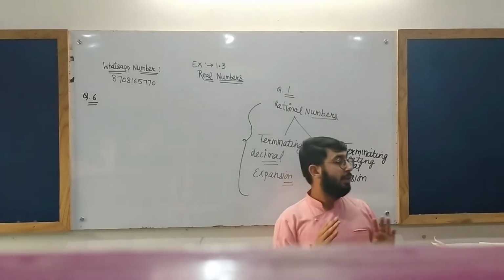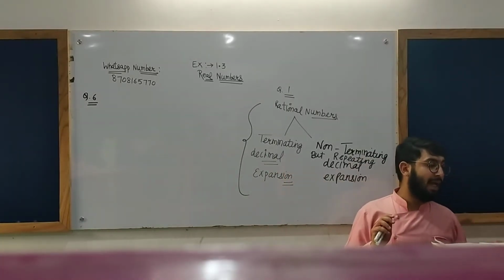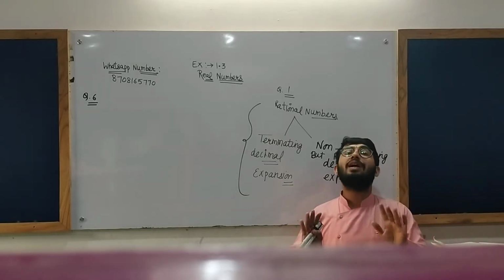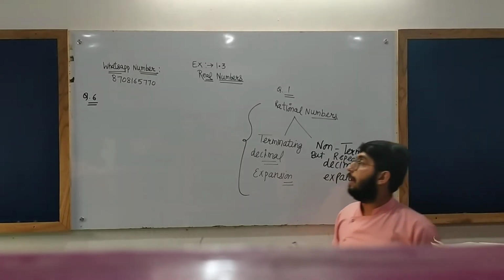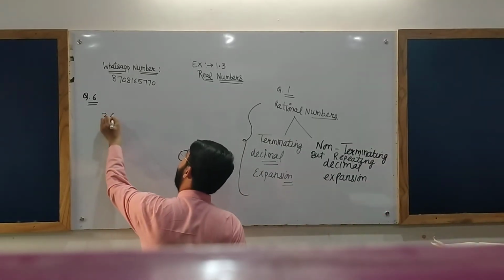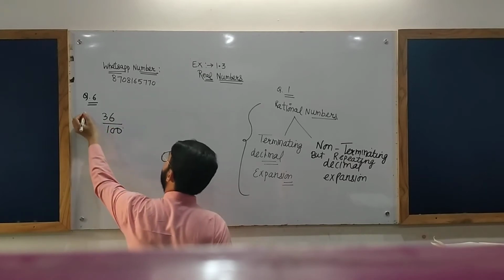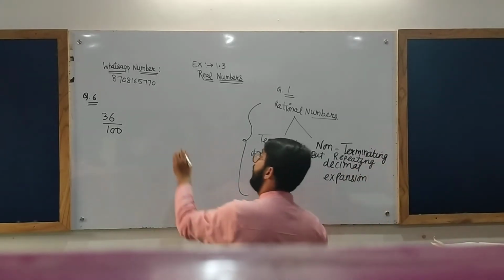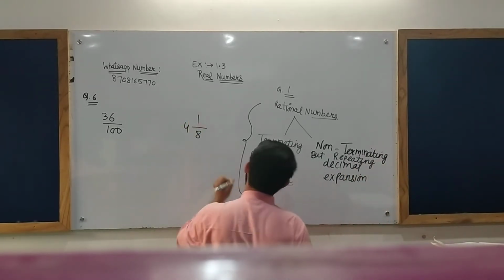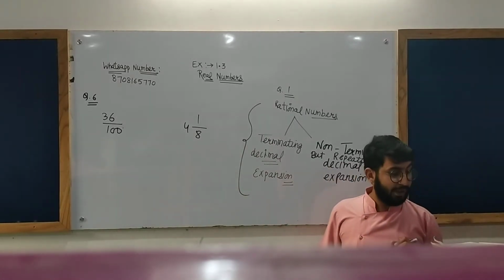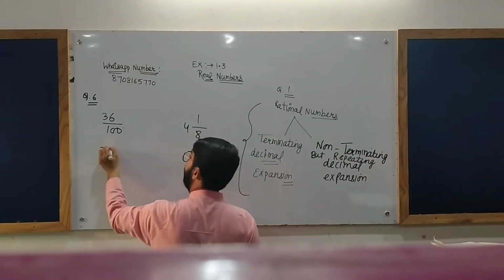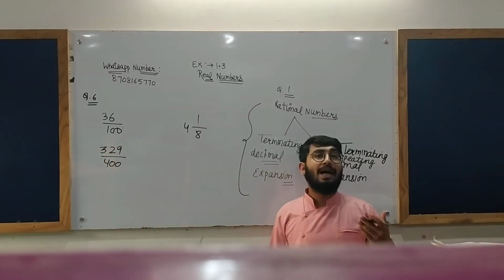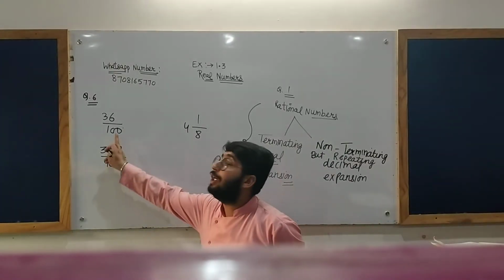Getting my point? Now it is saying, look at several examples of rational numbers in the form p by q which represent terminating decimal expansions. So I am telling you some examples. 36 by 100, which we did in question number 1. Another example, 4 integer 1 by 8. Another example, 329 over 400.